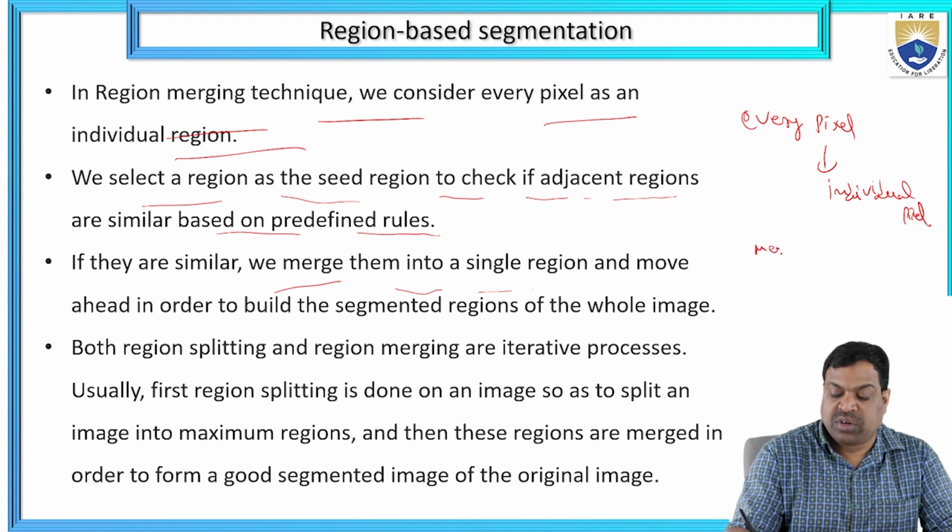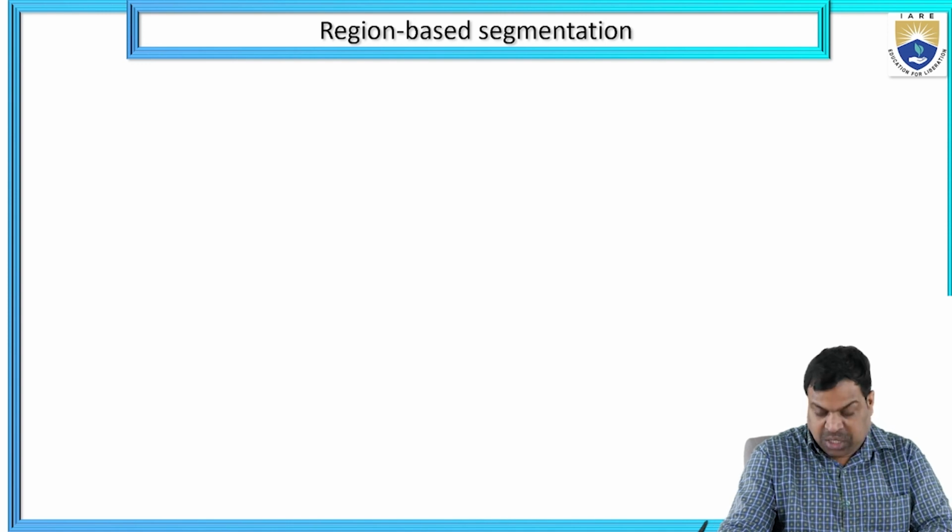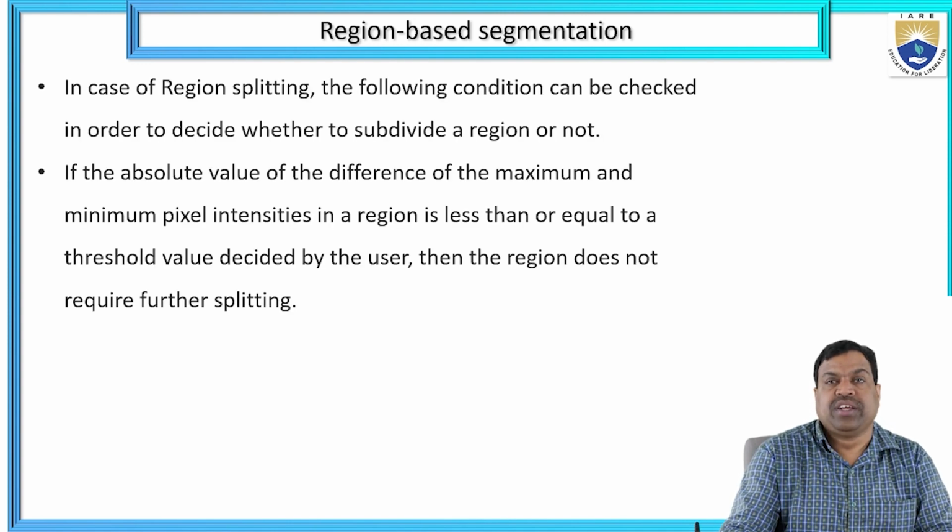Okay, so if we are merging multiple regions, what will happen? This is the original image. When we are going for multiple regions in the case of region splitting, the following conditions can be checked in order to decide whether to subdivide a region or not. If the absolute value of the difference of the maximum and minimum pixel intensities in a region is less than or equal to a threshold value decided by the user, then the region doesn't require further splitting.